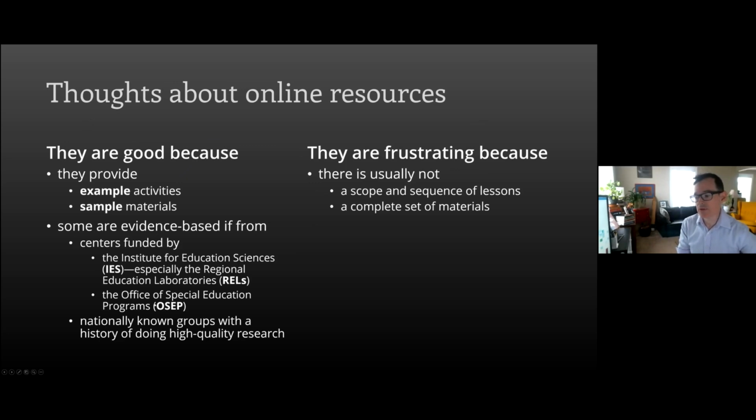Ones that you might be able to look at are from IES, the Institute of Education Sciences, and the Regional Education Laboratories, which are part of IES, that have some really good resources as well. The Southeast REL is particularly well known for its resources. And the Office of Special Education Programs also has some good resources, and I recommend those. There are also nationally known groups and research centers with a long history. The Florida Center for Reading Research is one of those, so that's one place.